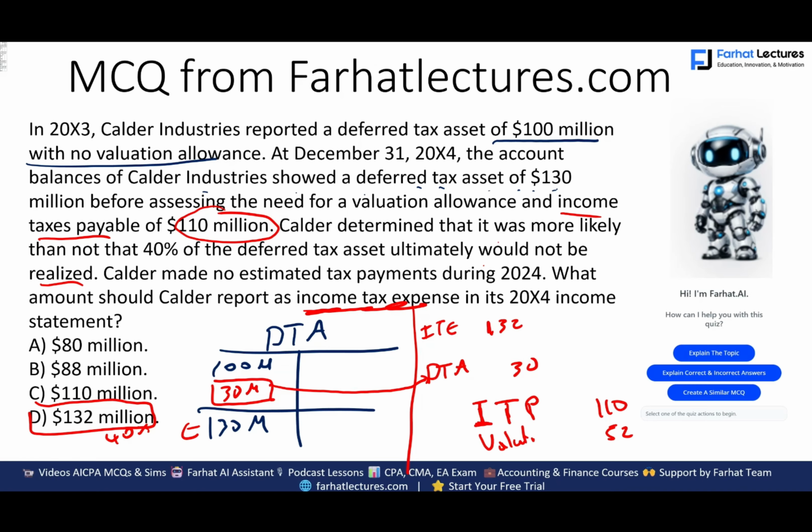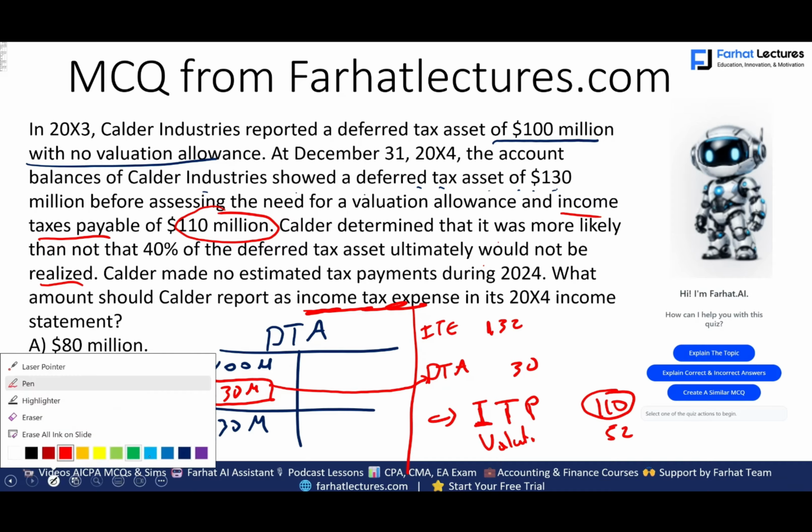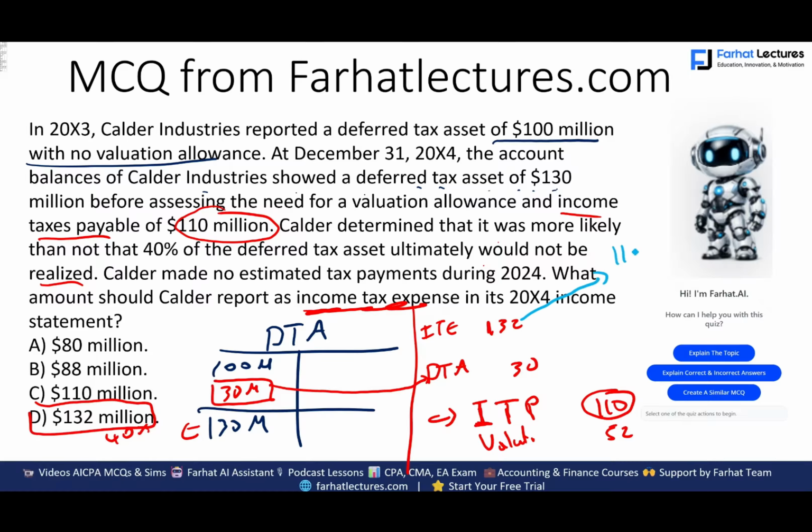Now, let me break down for you the income tax expense. How did we come up with this income tax expense? First, for the 110, I have to book 110 of income tax expense. So the first 110 of this 132, I'm going to use a different color, 110 is the current portion. Okay, great. So where did the remainder, 22, come from? Well, the remainder is the DTA of 30.